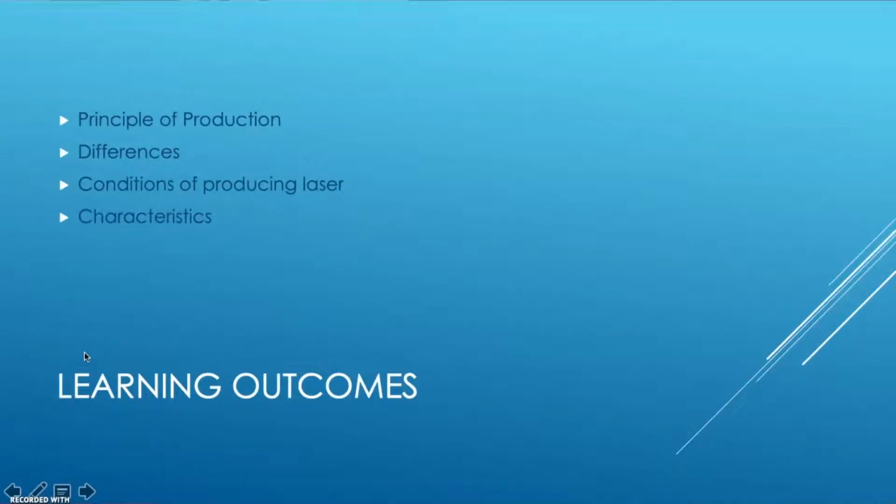Now we go to the learning outcomes. Generally, there are 4 learning outcomes. The first one is principle of production of laser. Second one is differences. The third one is conditions of producing laser. And the last one is characteristics of laser.